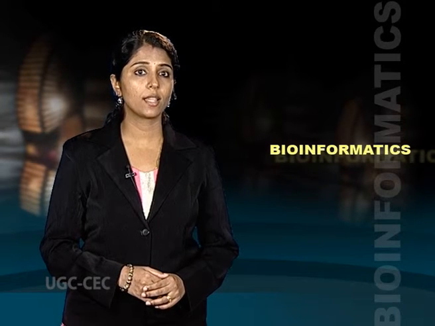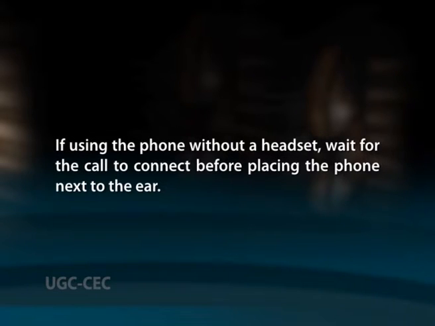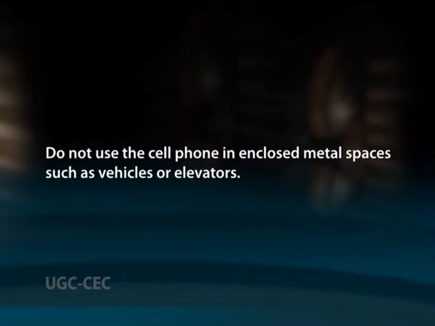One study shows that men who wear cell phones near their groin could have their sperm count dropped by as much as 30%. If using the phone without a headset, wait for the call to connect before placing the phone next to the ear. Do not use the cell phone in enclosed metal spaces such as vehicles or elevators, where devices may use more power to establish connection. The metal enclosure also acts as a Faraday cage that traps the radiation and reflects it back onto the occupants.